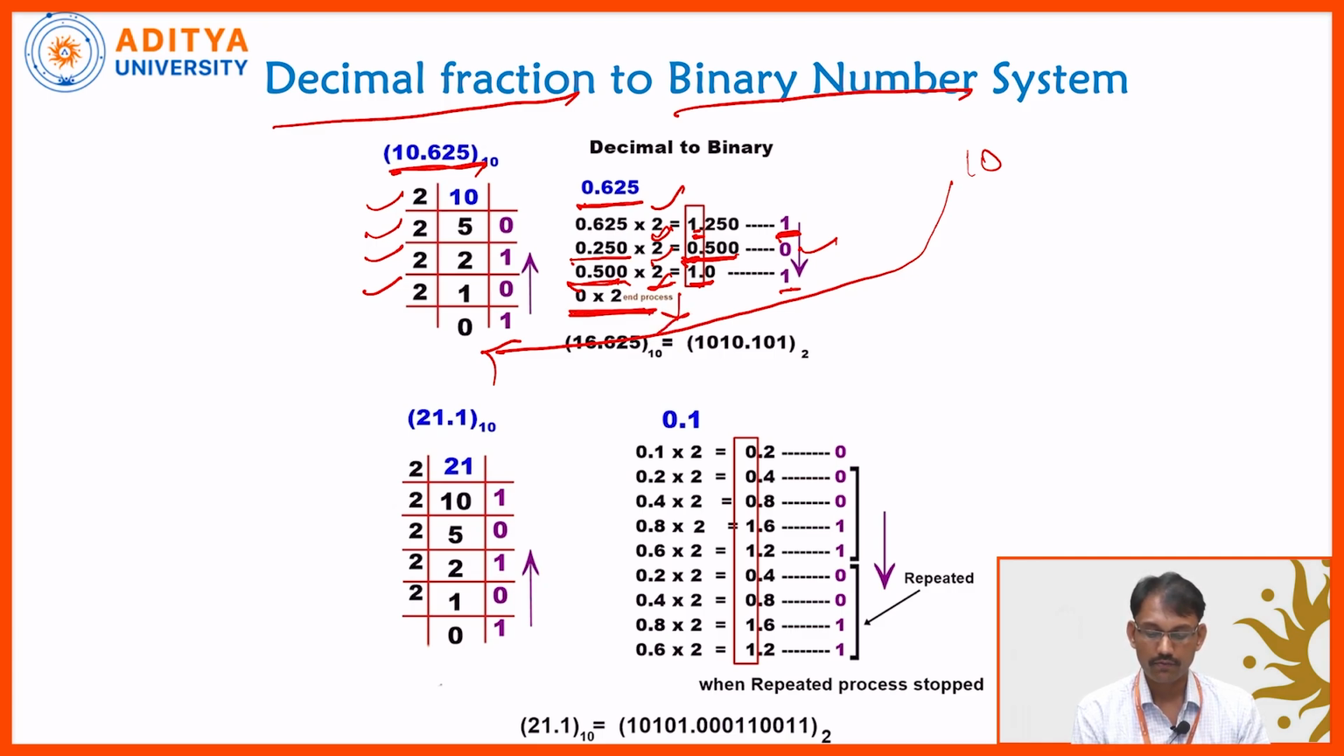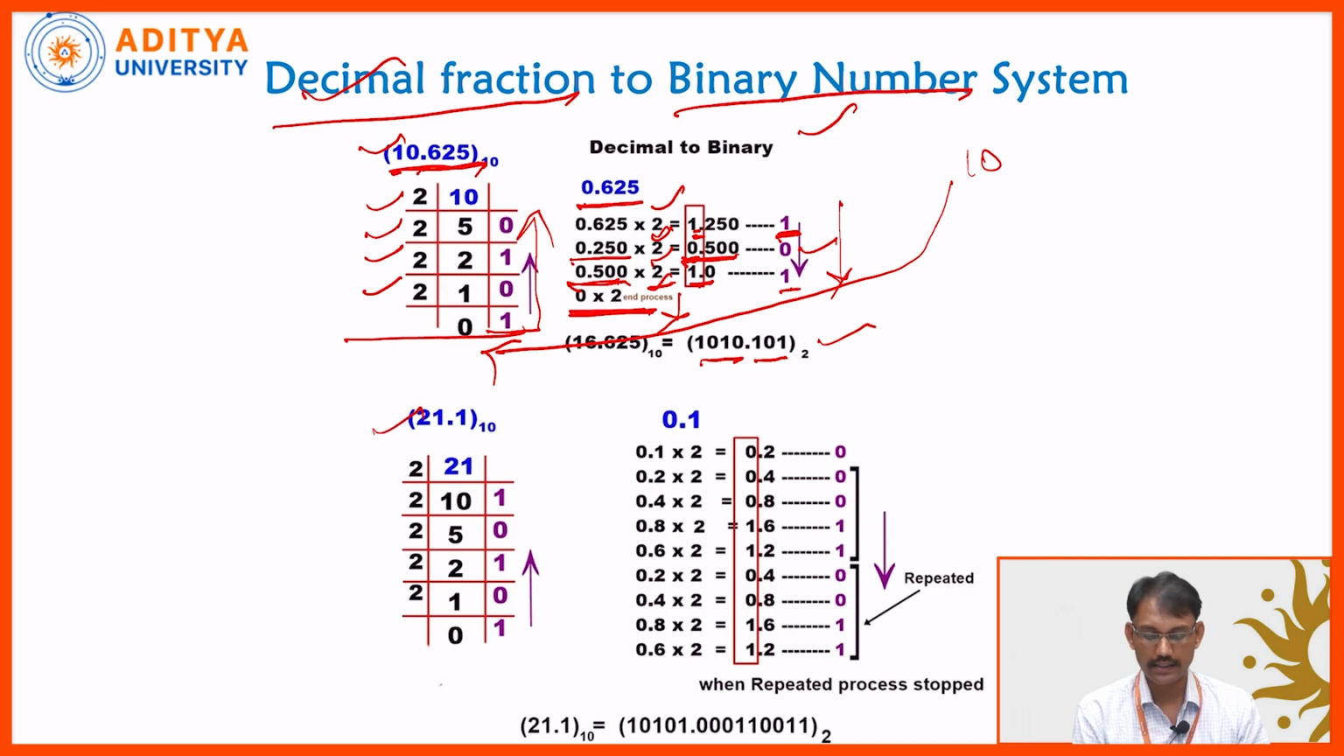So finally, previously we took the result from bottom to top for normal positive values, but here we have to take it from top to bottom. So finally, for 10 the binary is 1010, and for 0.625 the binary is 0.101. This is the representation of the conversion of a decimal fraction to a binary number.